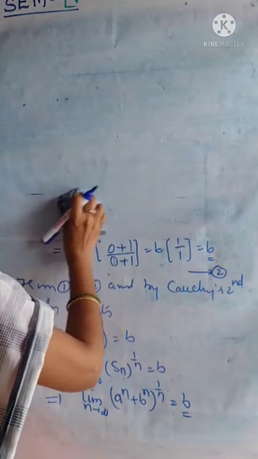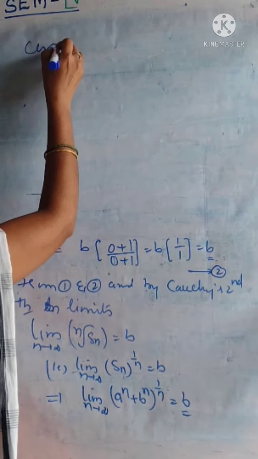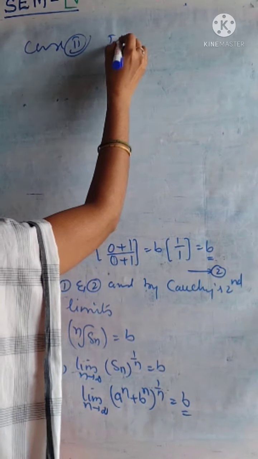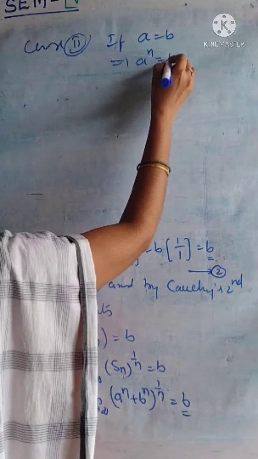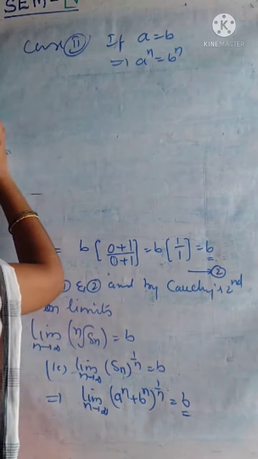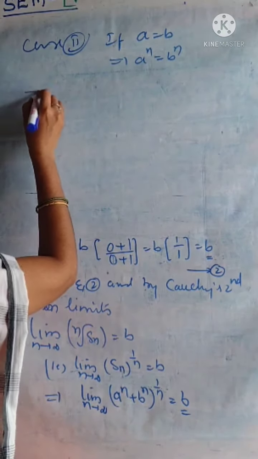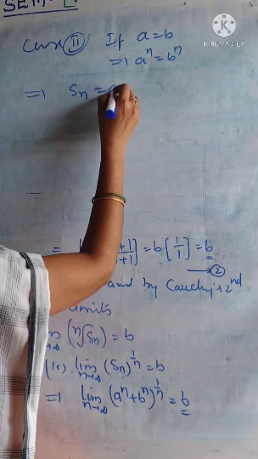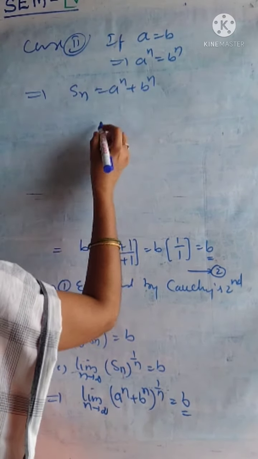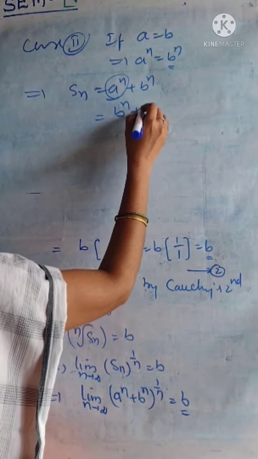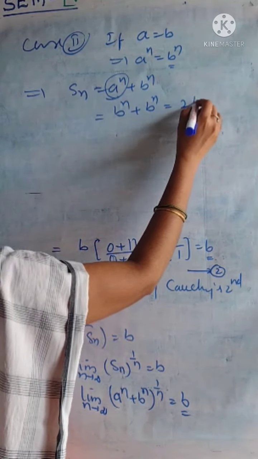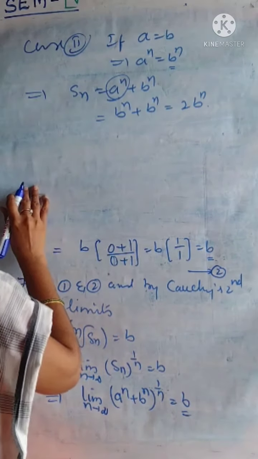Coming to the second case, if a is equal to b, then what happens? a^n is also the same as b^n. Now Sn is a^n + b^n, which is equal to, what is this value? b^n + b^n. This can be written as 2 times b^n. Two times it is added.